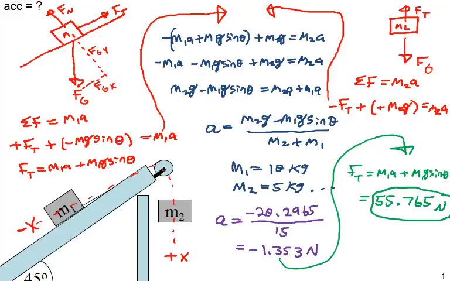All right, so we should get an acceleration of 1.353 meters per second squared, and then for our force of tension, 55.765.